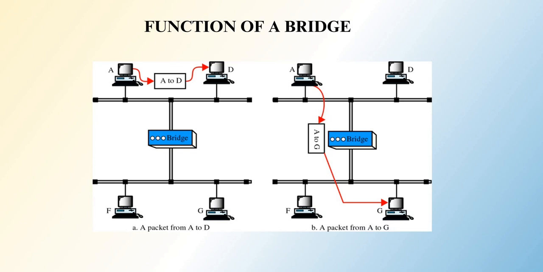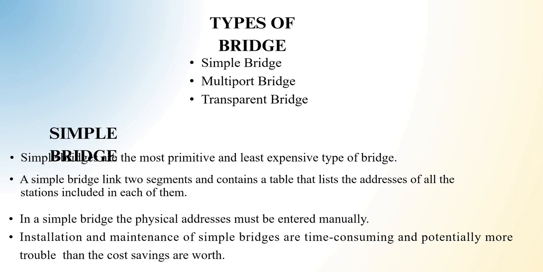In this diagram, data is transferred from A to D, and in parallel it is segmented, split into segments F and G. A and D and F and G are connected by the bridge. Likewise, if you want to transfer data from A to G, the two segments are connected by the bridge. Mostly there are three types of bridges: the simple bridge, the multi-port bridge, and the transparent bridge.